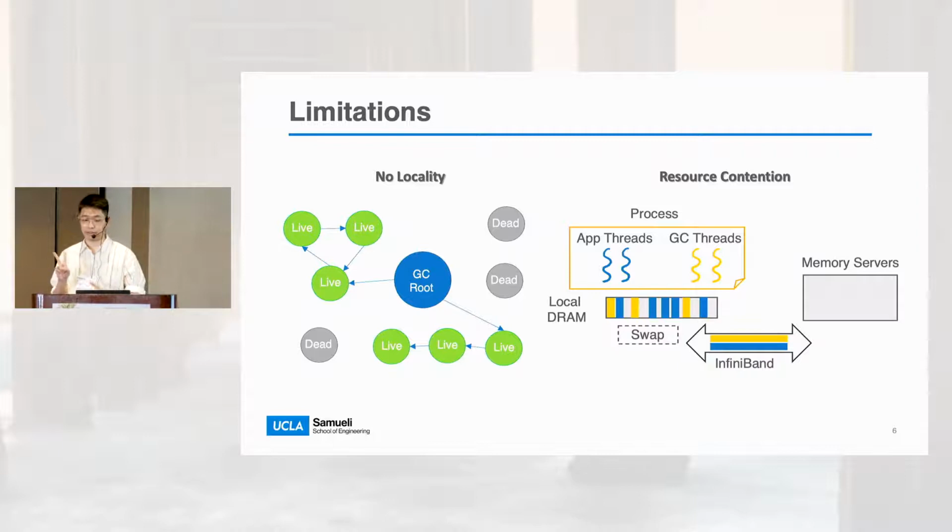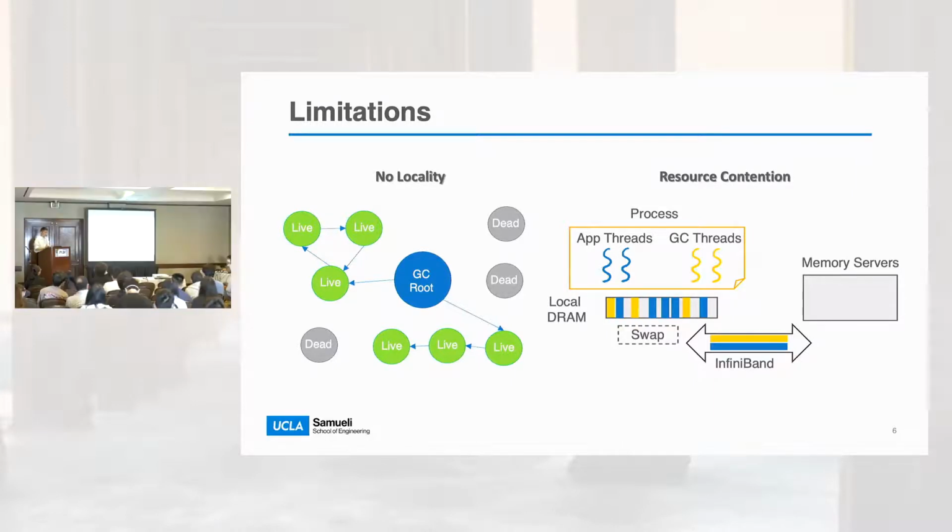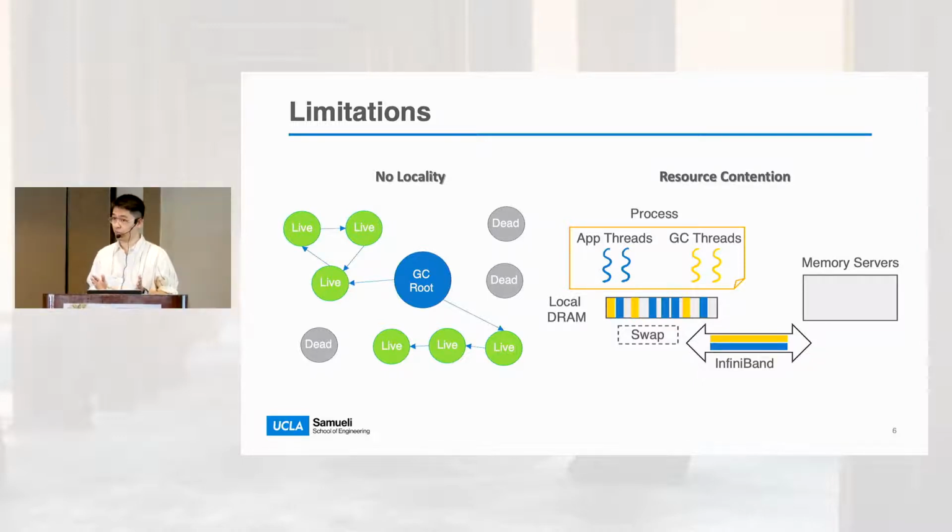There are two main reasons. First, GC is a typical graph traversal workload which has barely any temporal or spatial locality. Second, the application threads and the GC threads are executed concurrently, and there is no correlation between them. The application and GC will compete for local memory and RDMA bandwidth. Now that we know the reasons, is there any way to improve the performance?